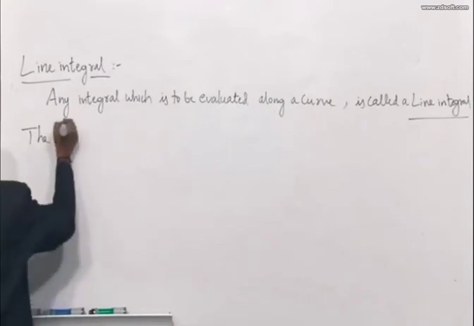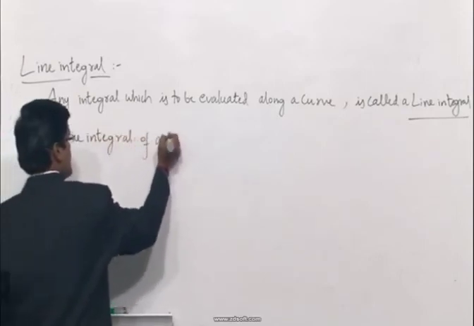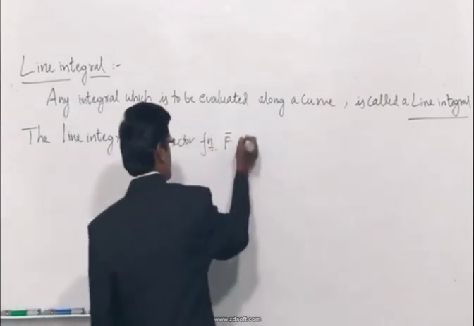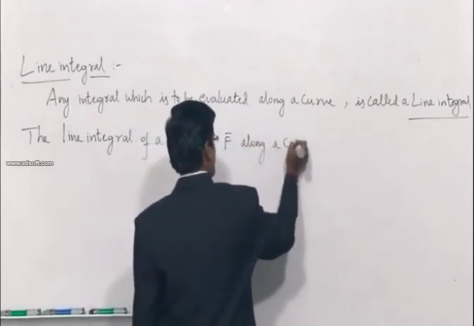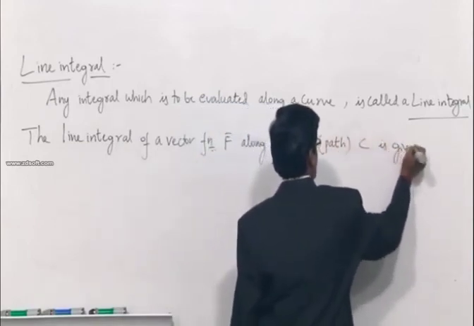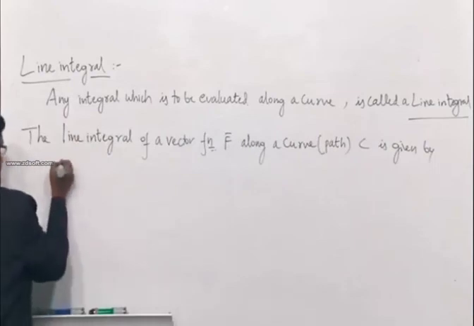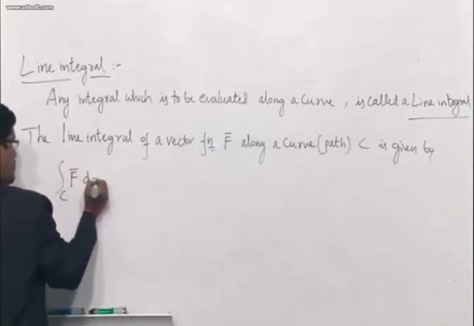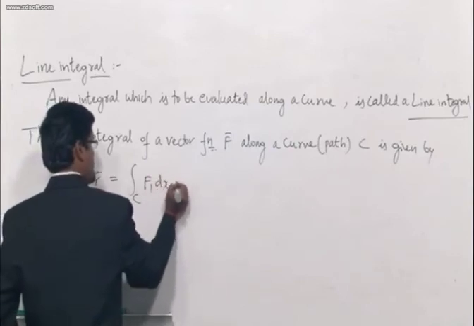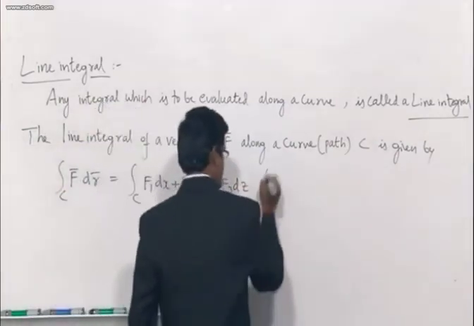Now I am giving the notation for line integral. The line integral of a vector function f bar along a curve or path C is given by integral over C of f bar dot dr bar, which is equal to integral over C of f1 dx plus f2 dy plus f3 dz.